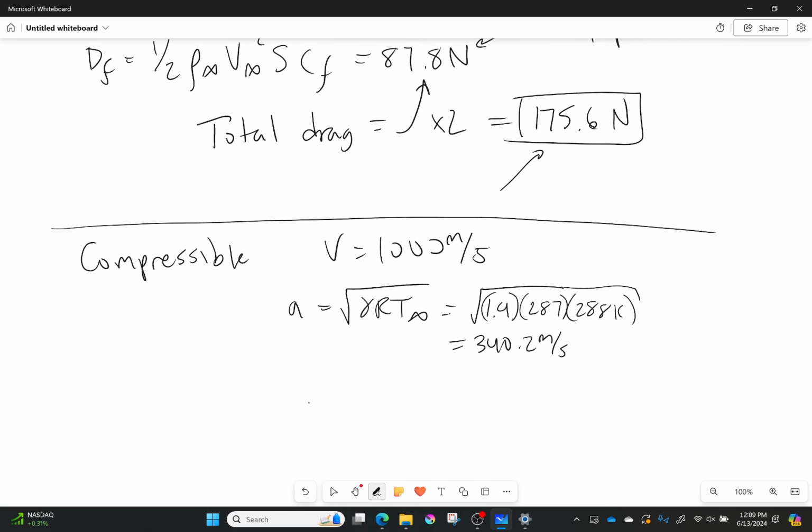So in this second case, my Mach number is going to be equal to my velocity divided by the speed of sound. It's equal to 1,000 over 340.2, which is equal to, I believe, 2.94. Yes, 2.94. So we are clearly compressible here. Now the equation I used earlier was only for incompressible. And so I have to then figure out where I'm going to go here.